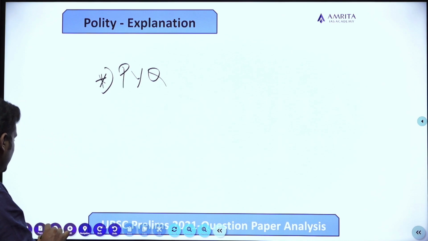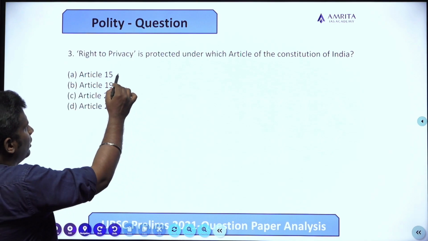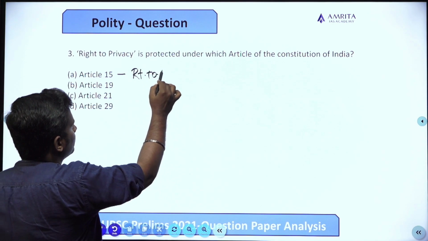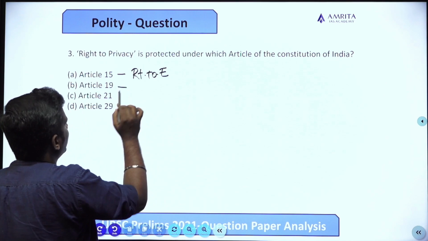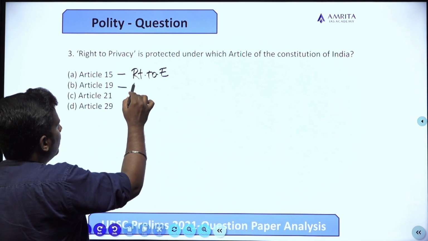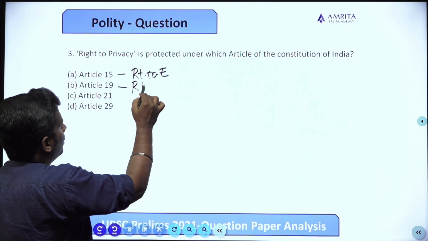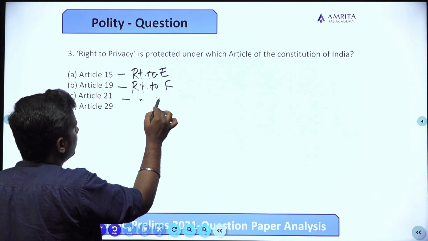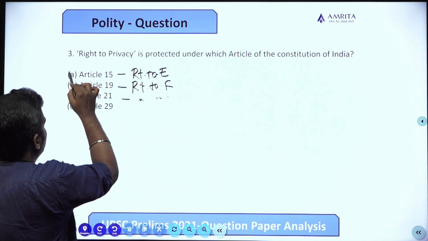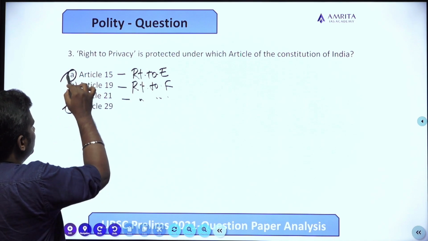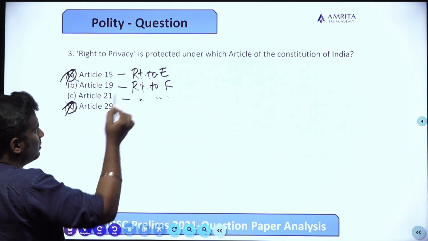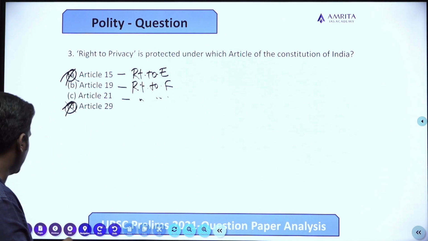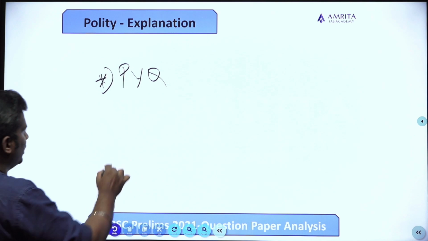If you look at the fundamental rights, Article 15 comes under right to equality. Article 19, right to freedom. This also comes under right to freedom. So, we can say that it's not option A, it's not option D. So, we will remove these. Now, right to privacy mainly comes under right to freedom. So, knowing this, it is Article 19 or Article 21.